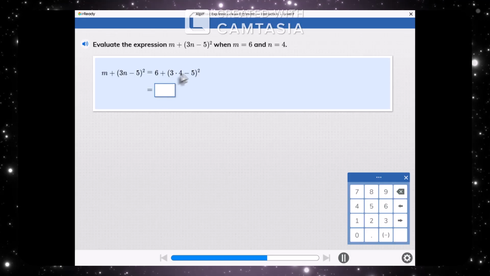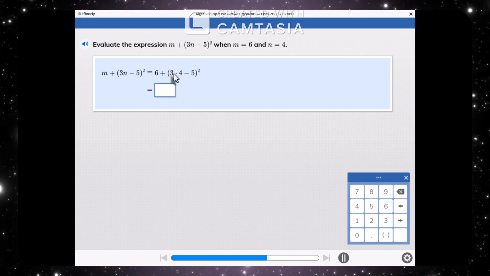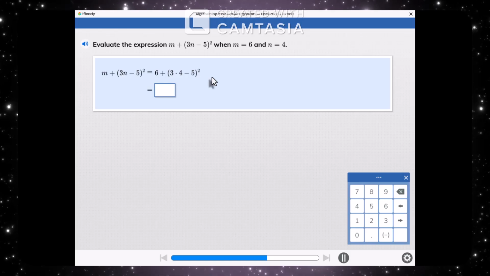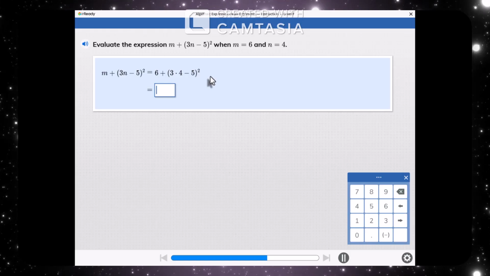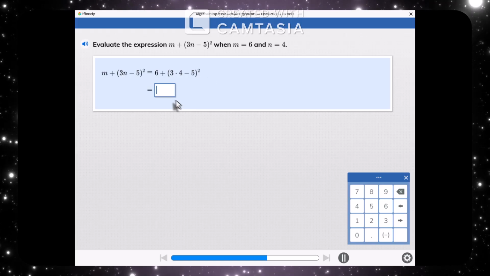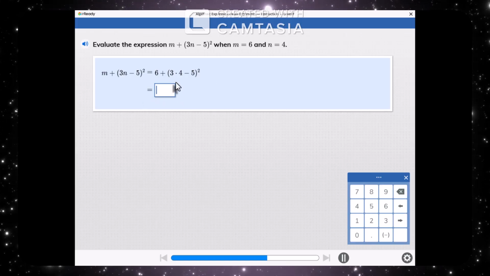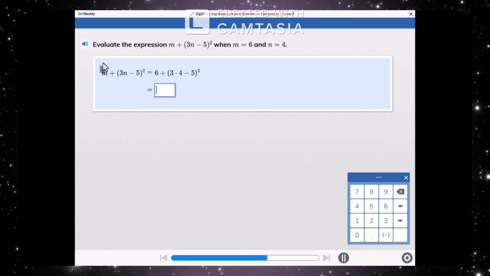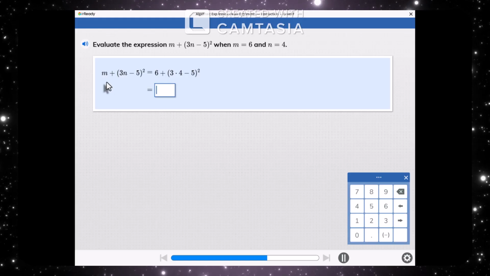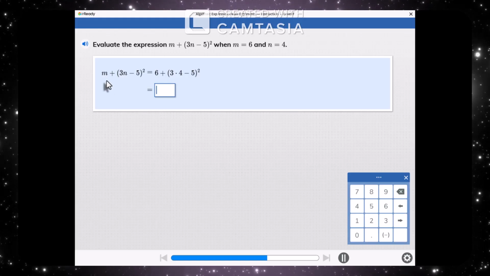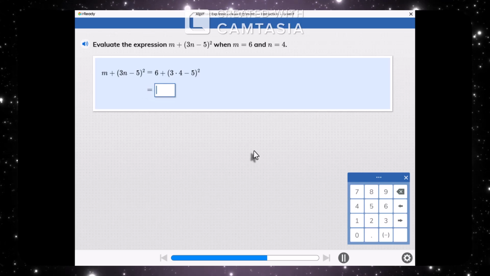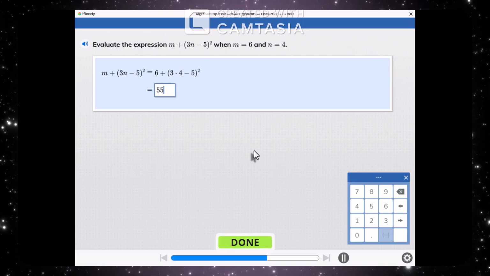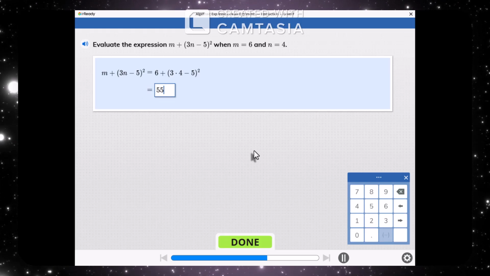3 times 4 is 12. Minus 5 is 6. No, wait. 7. Times 7 is 7. Oh, 7 times 7 is 49. Plus 6 is 55. I'm double checking that because I don't trust myself again.